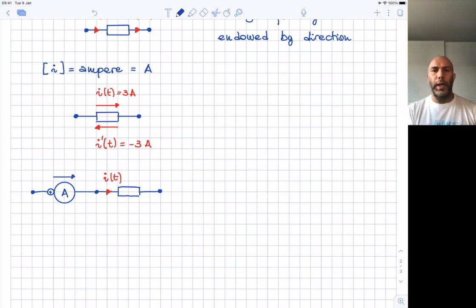So this device is measuring the current that is flowing from the left to the right. If the reading of the ammeter is 3.5 amps, this means that the current is flowing from the left to the right and the value is 3.5 amps. If the reading is minus 3.5 amps, this means that we are measuring the current that is flowing from the left to the right, but actually the current is flowing from the right to the left. And this is represented by the sign of the reading of the instrument.